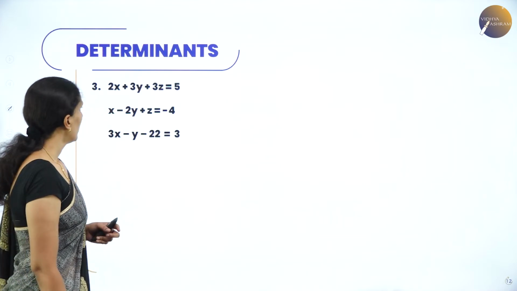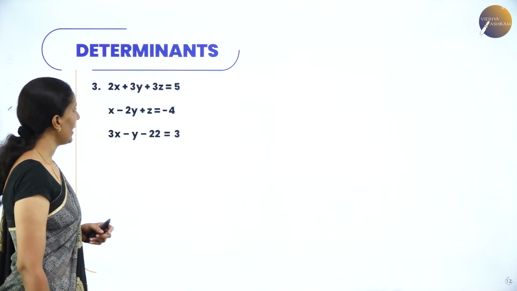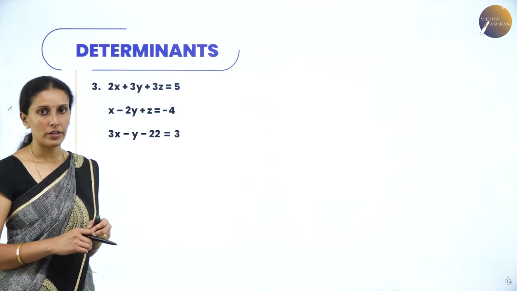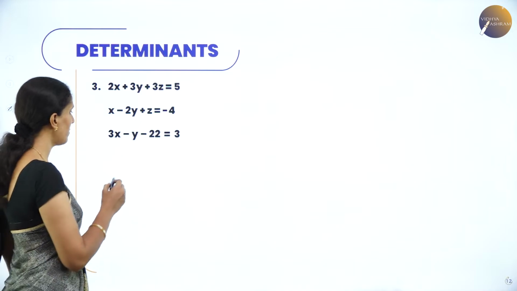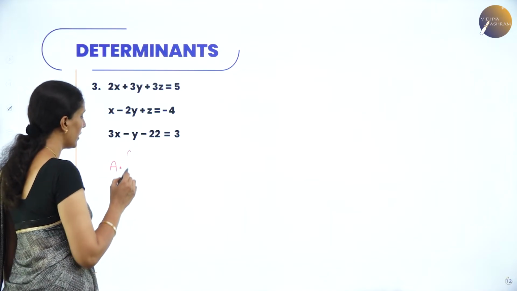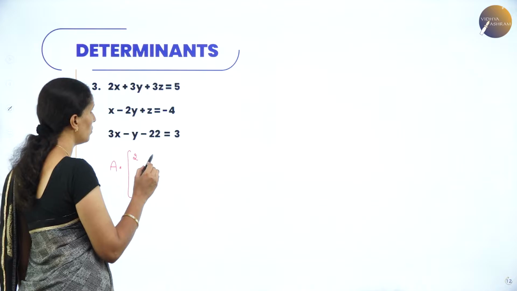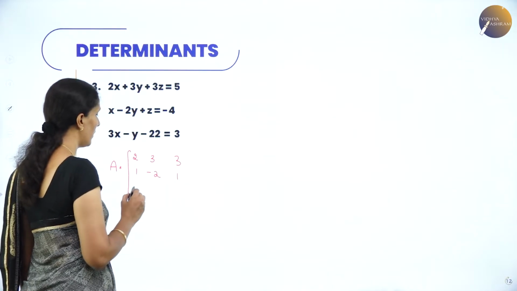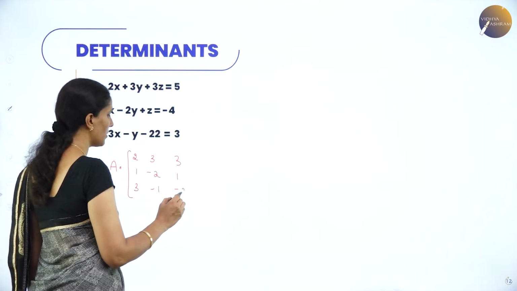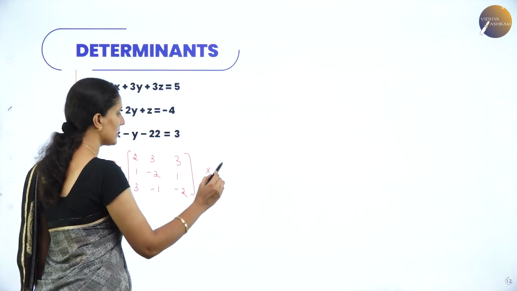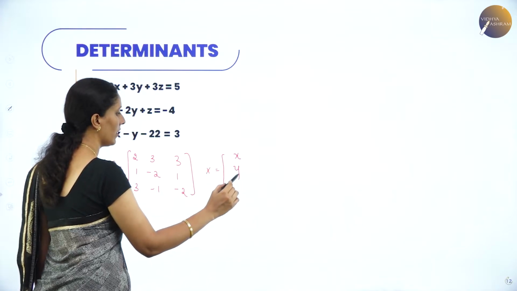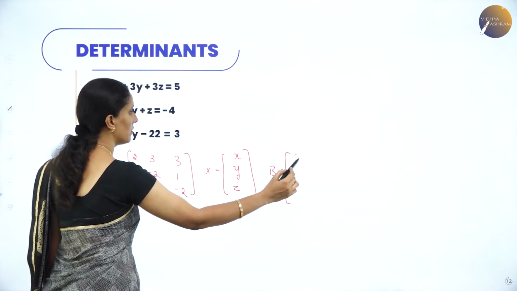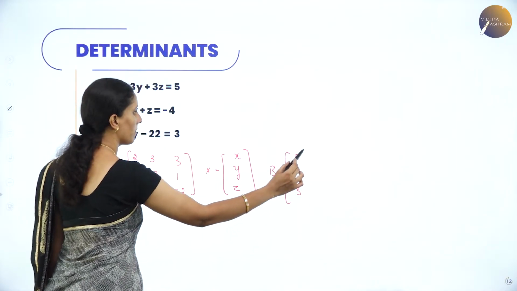So next question: 2x plus 3y plus 3z is equal to 5, x minus 2y plus z is equal to minus 4, 3x minus y minus 2z is equal to 3. So this is the equation given. Let's write matrix A. Matrix A is a 3 cross 3 matrix: 2, 3, 3, 1, minus 2, 1, 3, minus 1, minus 2. Matrix X is x, y, z. And matrix B is 5, 4, 3.